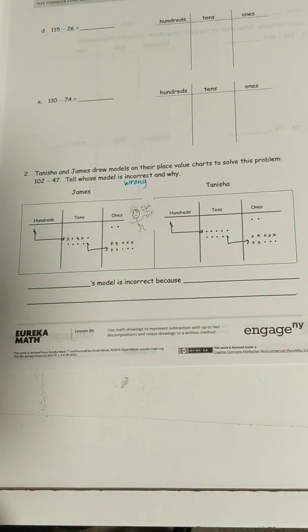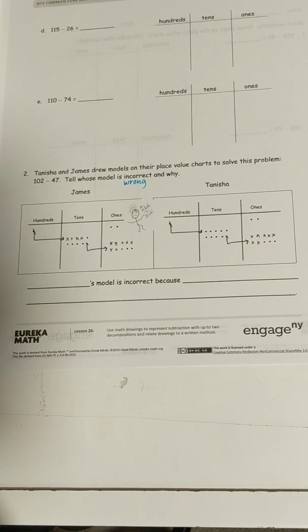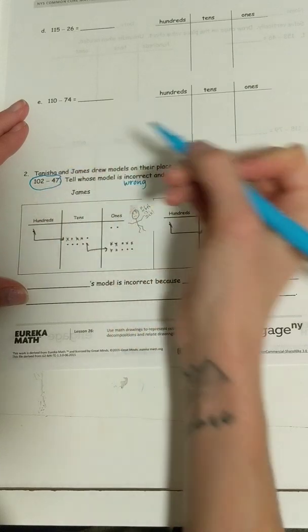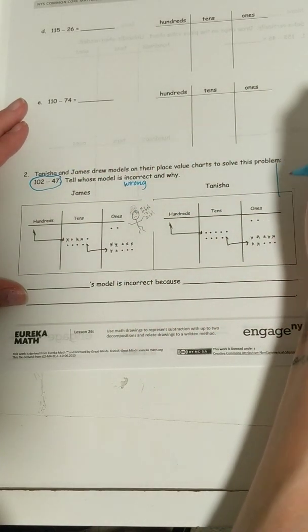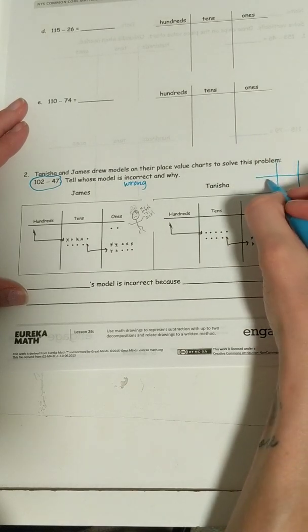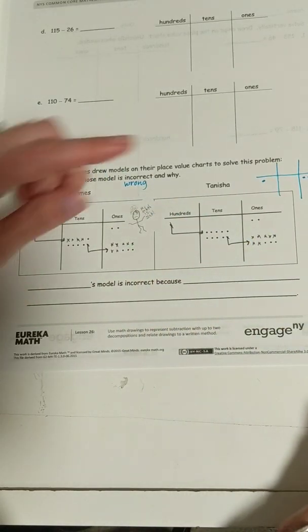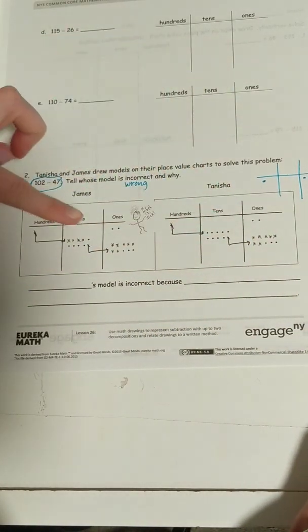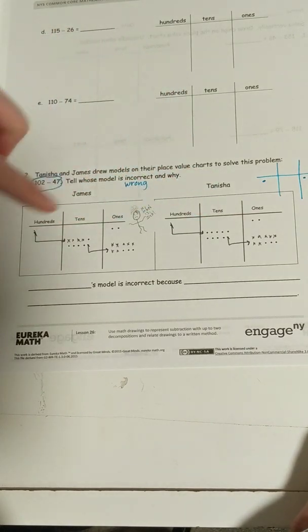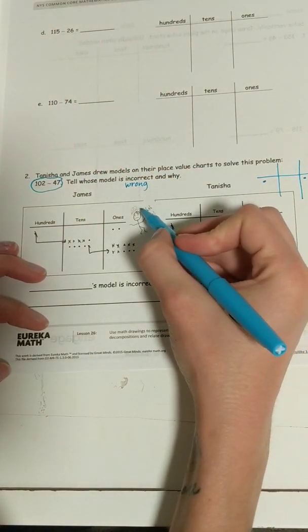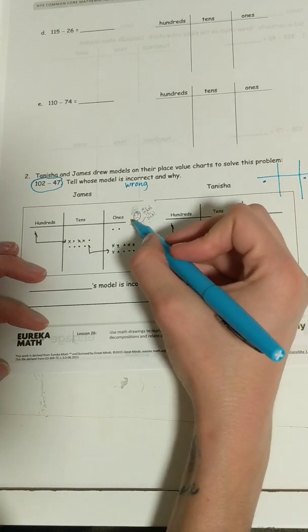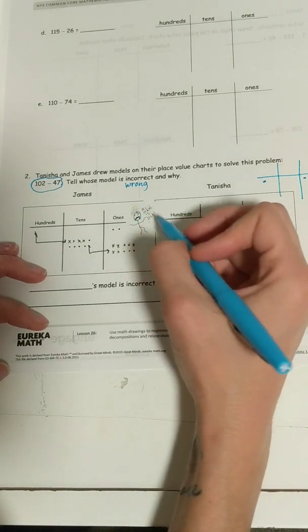Okay, the easiest way to figure this out is usually to solve it yourself first to discover whose model is wrong. Okay, so this is the equation, right? So you can solve it yourself to the side. 102 minus 47, and then you can look and inspect their place value charts and see which one is not like yours, which one is sick.